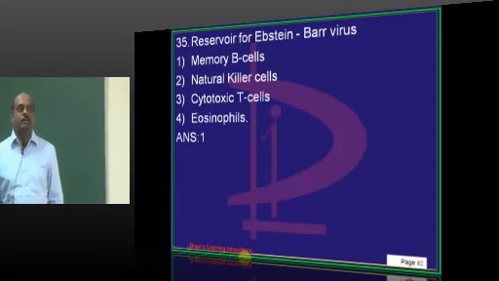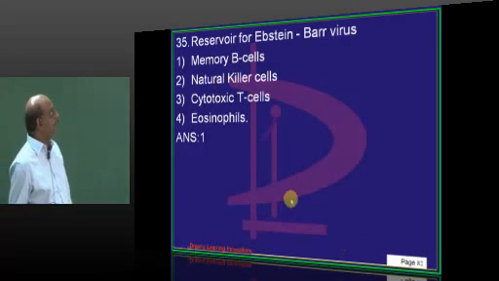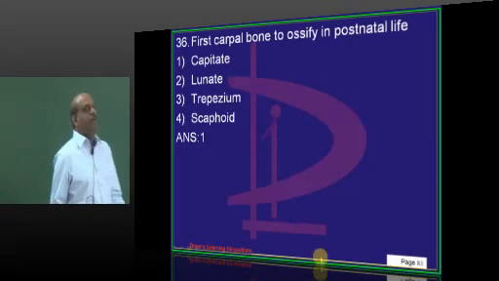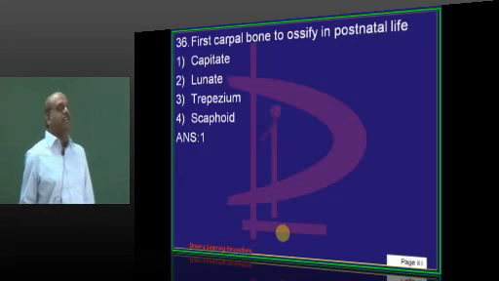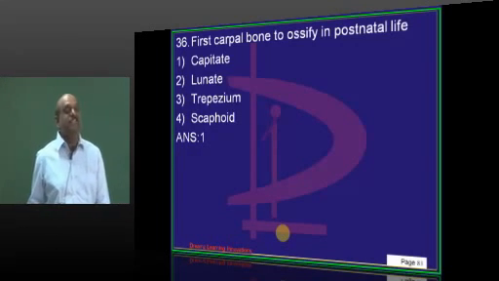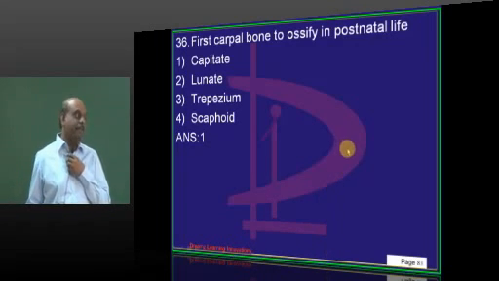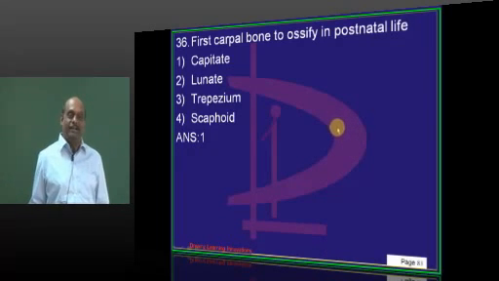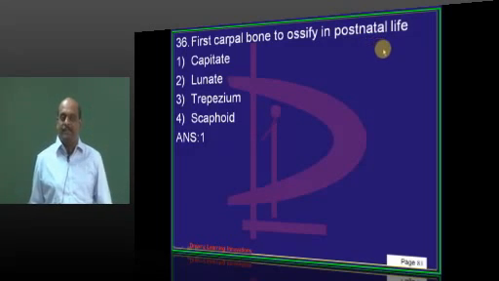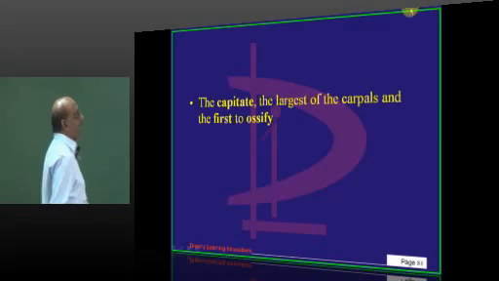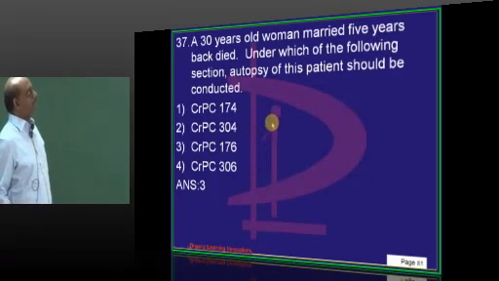Epstein-Barr virus, classically it stays in the memory B cells. First carpal bone to ossify. If you did not answer this question, you are the most innocent PG aspirant in this batch. By this time, clavicle का importance क्या है, capitate का क्या होता, fetal life में what do you see, ossification centers, everything must be ready and compliant for the exam. Capitate is the largest of the carpals and also the first to ossify.